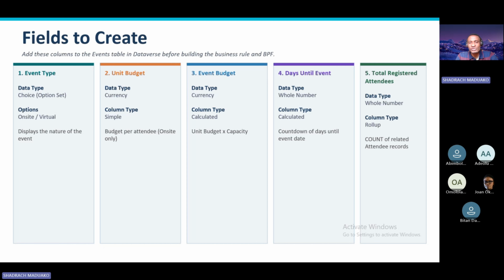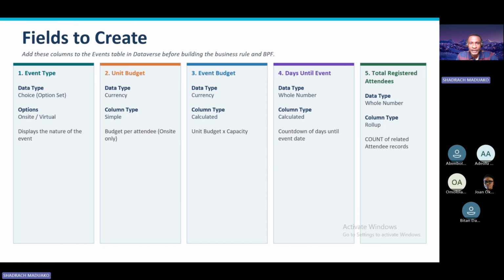It's just a field that shows the countdown of the days remaining until the date of the event. And then the last one is going to be the total registered attendees. It's going to be an automated field that will calculate the number of attendees that are registered for that specific event.